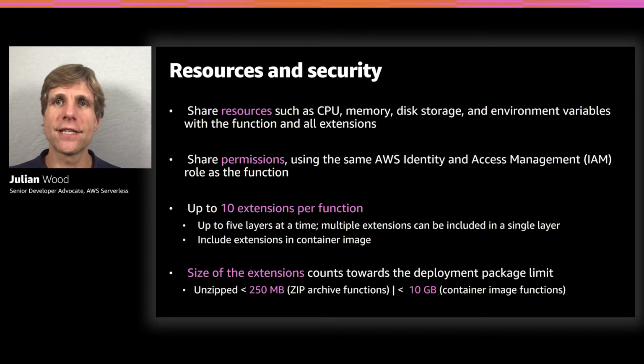The size of your function's extensions does count towards the deployment package size limit. For a zip file archive, the total unzipped size of the function and all extensions cannot exceed the package size limit of 250 meg. For a container image function, this is 10 gig.